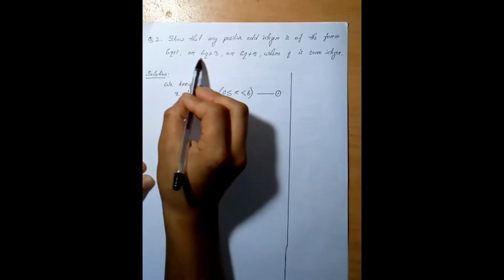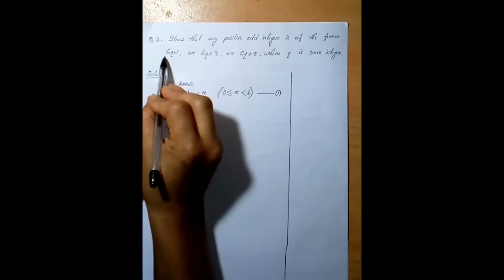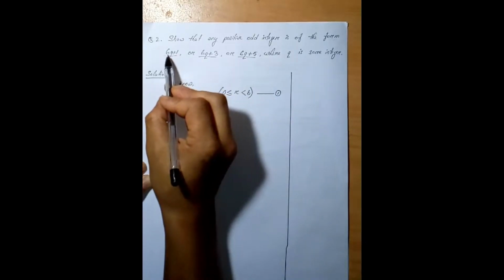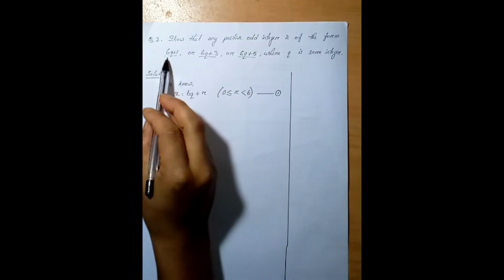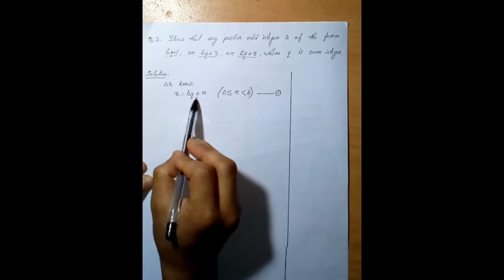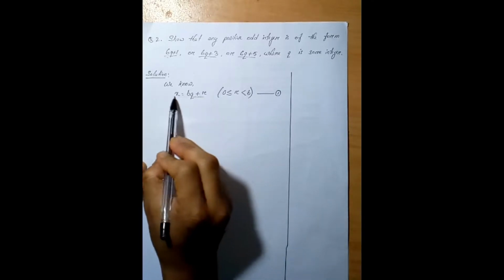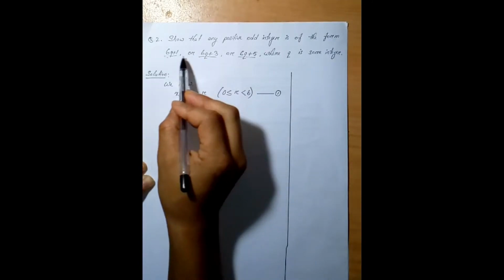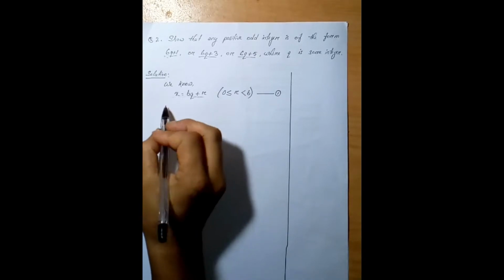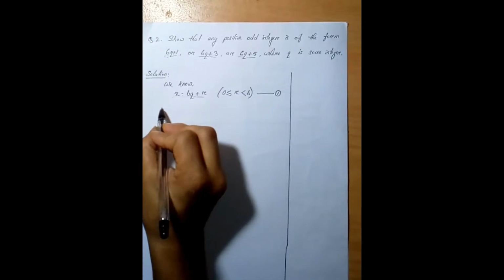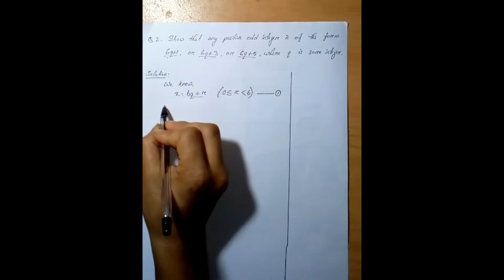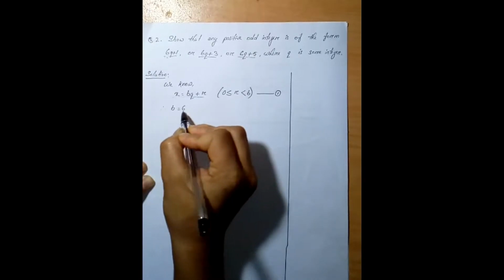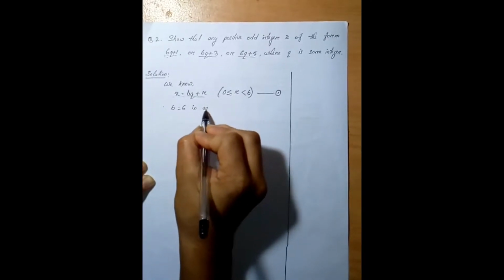In the question, we can see 6q plus 1, 6q plus 3, 6q plus 5. If we compare this with the Euclid's division algorithm equation, we will find that b is 6. Everywhere we can see 6. So b will be equal to 6.